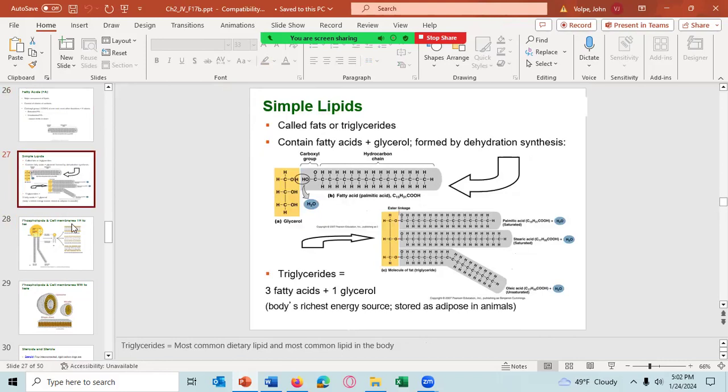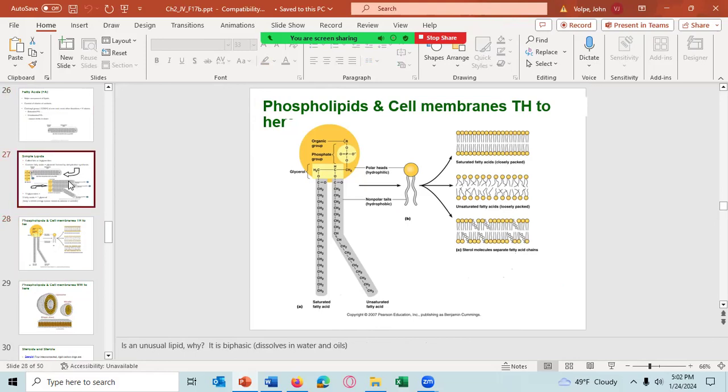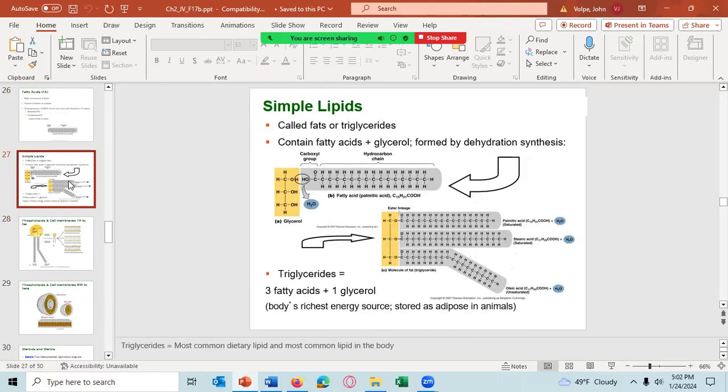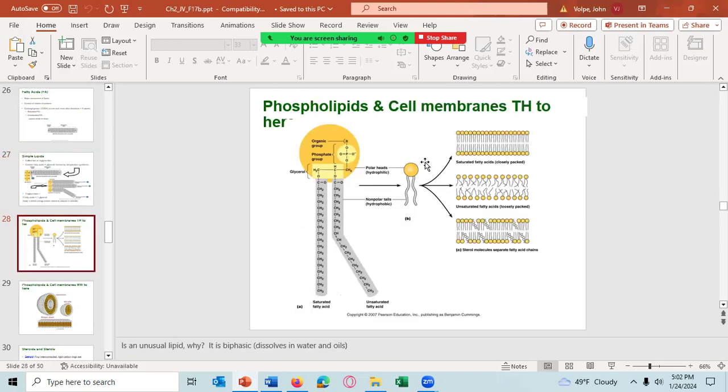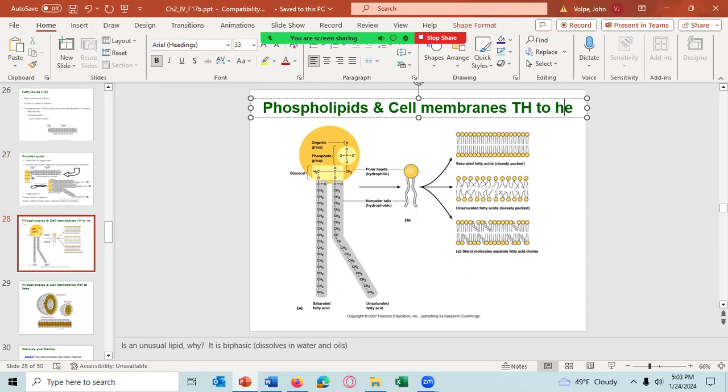I think I cleared the Tuesday, Thursday, and I meant to clear the Monday, Wednesday. I think this is the slide we had covered last time. And this is the Tuesday, Thursday.